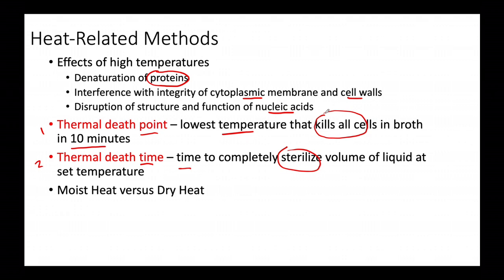One, you're measuring what temperature do you need, so keep the time the same, 10 minutes, what temperature do you need? The other one, you keep the temperature, and then you have to figure out, at a temperature, what time do I need to kill something?